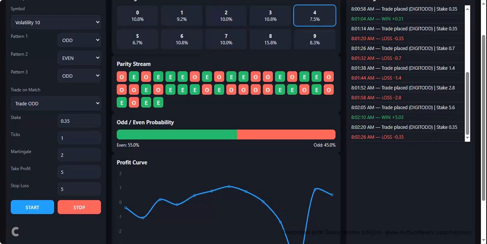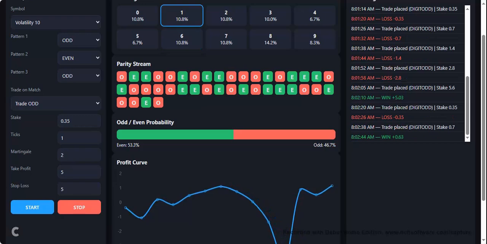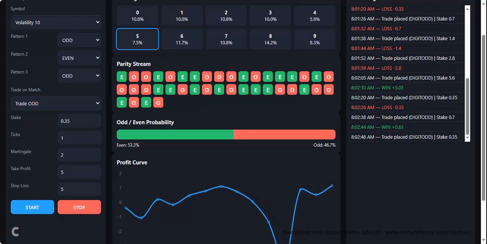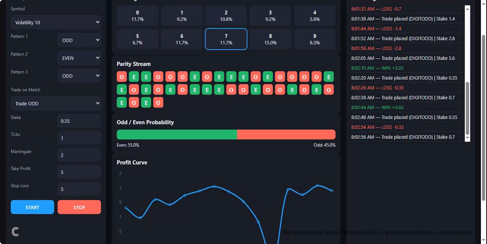Speed matters in digital markets. Milliseconds can change entry quality. Human reaction time is limited, but software operates instantly. By combining rapid execution with strict rule enforcement, the bot removes the most common human weaknesses: fear, hesitation, and overconfidence. It does not celebrate wins or panic during losses. It simply follows instructions. That consistency turns trading into a repeatable process instead of an emotional roller coaster.